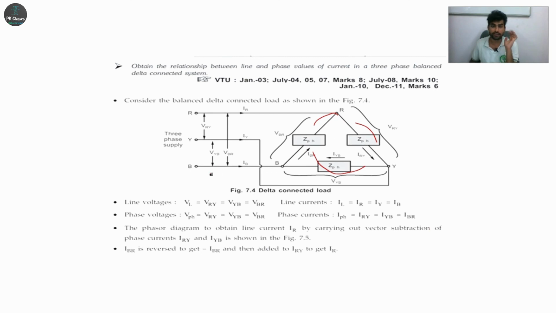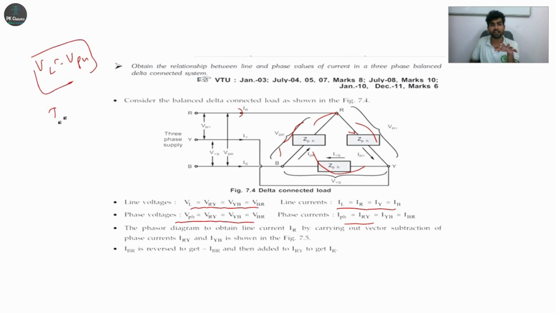That is balanced. So the line voltage between any two lines, right? VRY, VYB, VBR, and a line current passes through any line. These are the line currents. And then phase voltage across any branch. These are the phase voltages. And then next is phase current. So current passes through any branch. That is phase current, right? So from this equation, we'll get VL is equal to V phase finally.